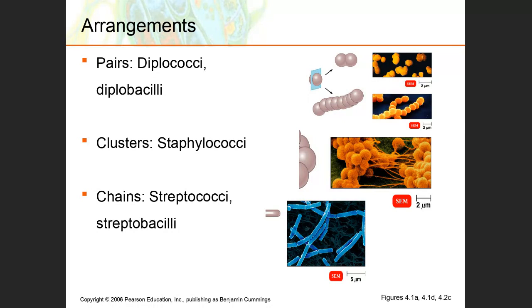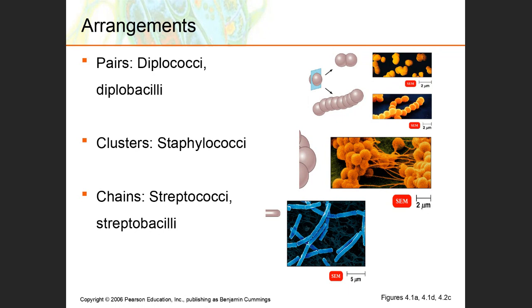Now, some bacteria do stick together in characteristic arrangements. So if you have pairs of cells that are stuck together, we use the prefix diplo, as in diplococci or diplobacilli. If they occur in clusters, we use the term staphylococcus, because staphylo means clusters. So if you have clusters of cocci, they're staphylococcus.